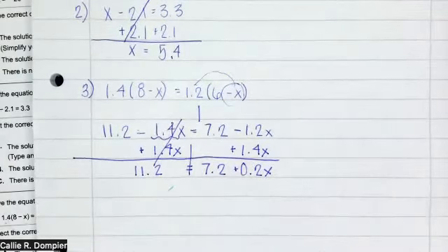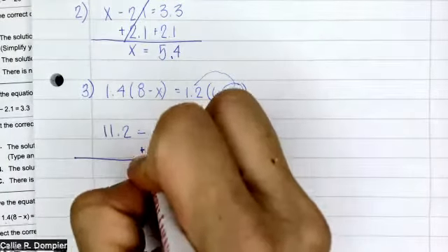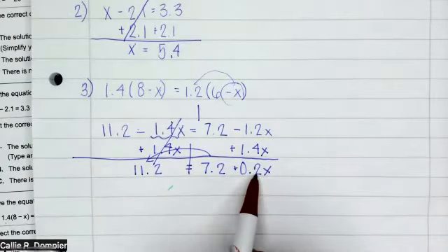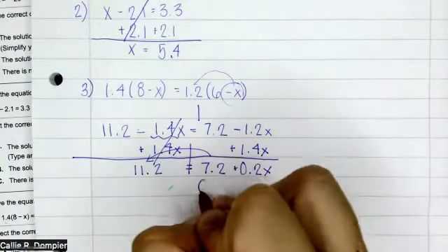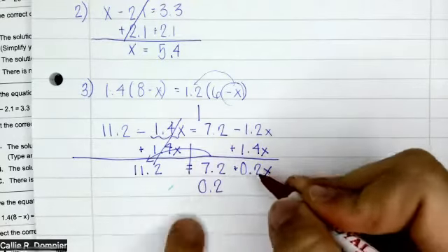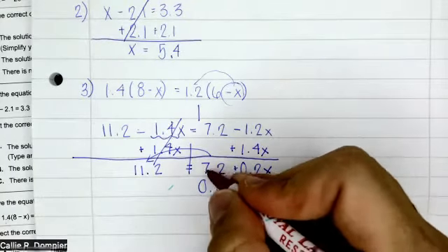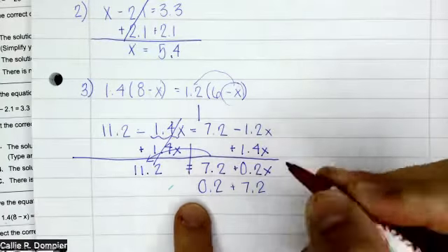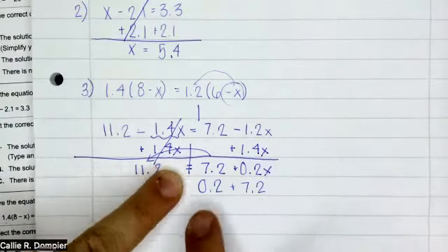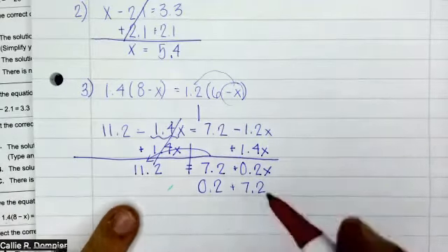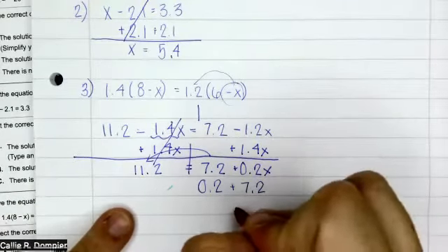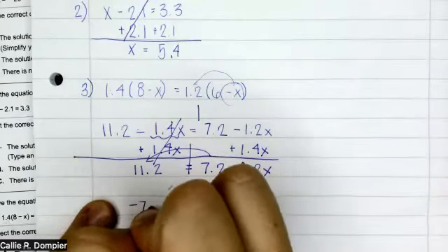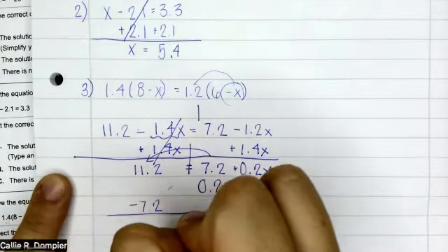Now I need to move the 7.2 away from the x. So we're combining 7.2 and 0.2x, to be sure you can kind of switch their places. That one was a positive. This one doesn't have a negative in front of it, so it's also a positive. So that's just another way to look at it. You're adding 7.2 to whatever this is. Okay. So subtract 7.2 from both sides.